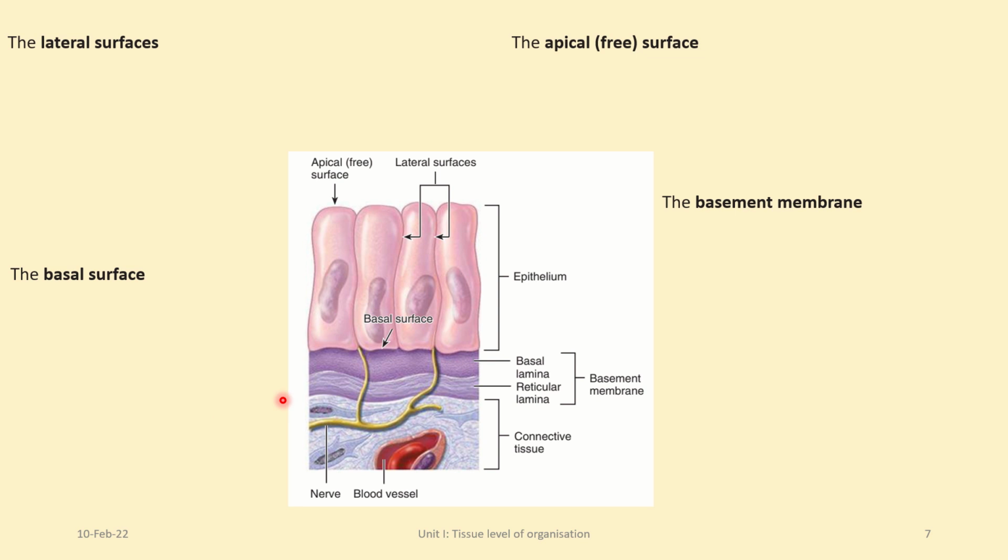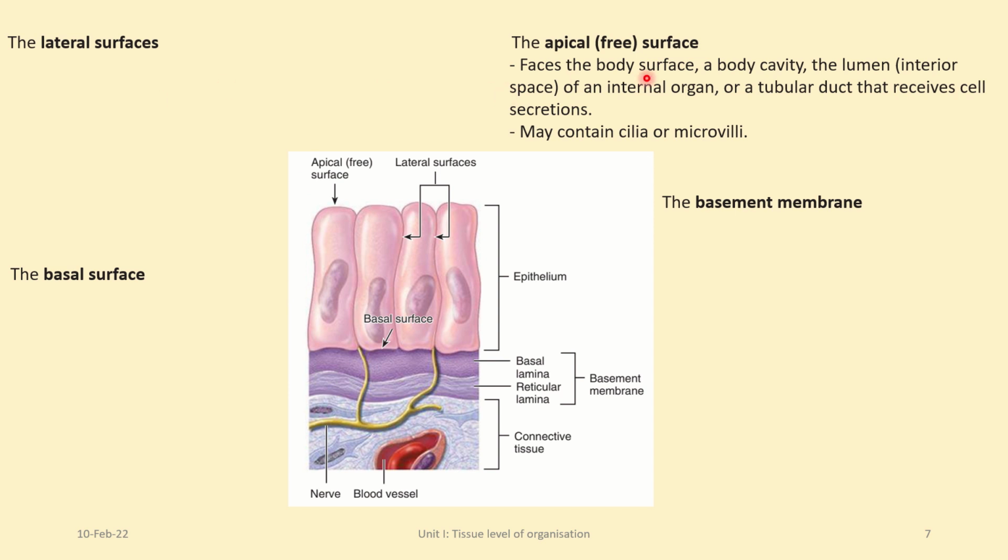So now let's understand a little more about the individual properties of these different surfaces. For example, let's talk about the apical surface. This is the one that faces the body surface. It faces the body cavity or the lumen or the interior space of an internal organ or a tubular duct which receives the cell secretions. So this will always be an apical or a free surface. The open side will always be outside. It won't have any covering on the other side. They may contain cilia or microvilli like I spoke of earlier.